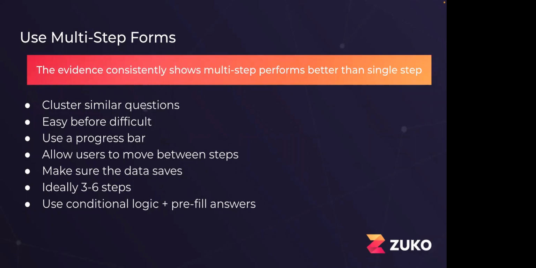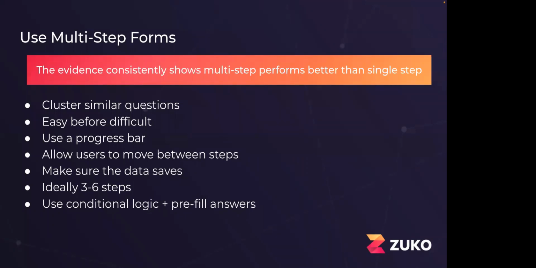And then the final point to make multi-step forms work is to use conditional logic and also pre-fill answers. By which I mean, if someone answers a question which means they don't need to answer other later questions, make sure the logic excludes those questions that become irrelevant. So you're not asking them something that they don't need. And similarly, if they give you an answer and you ask something related later on and you can pre-fill their answer for them, make sure you do that. No one wants to be putting in their email address multiple times. So just make sure you're pre-filling where you can.